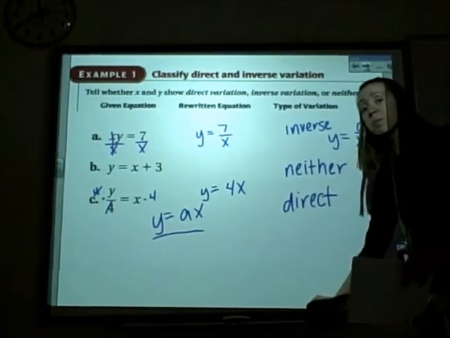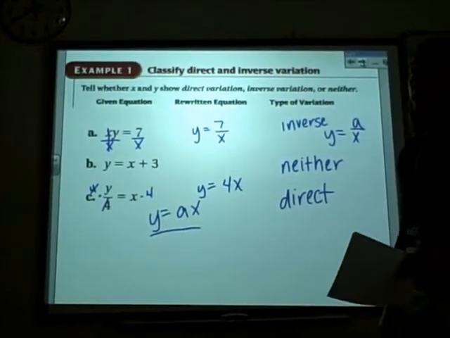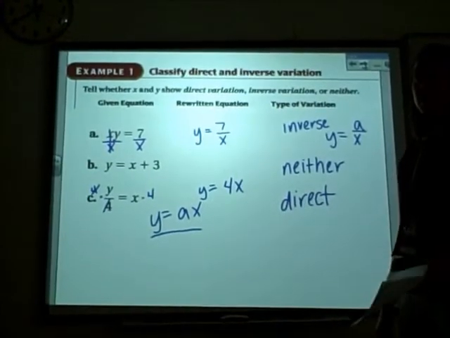So when you do problems like this, all you're doing is solving for y and seeing what it looks like. That's it.